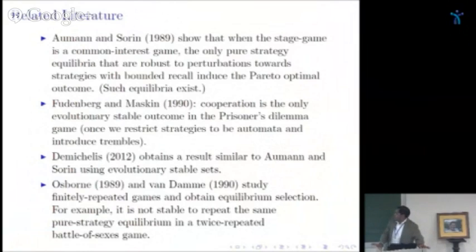Of course, you need to restrict. There are two important restrictions here. One is you need to restrict yourself to pure strategy equilibria in these perturbed games. And the other thing is that they need bounded recall. And this discussion is of why you can't use automata. So you have these main restrictions.